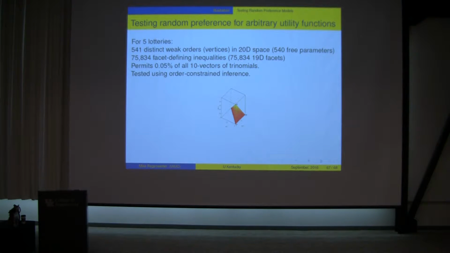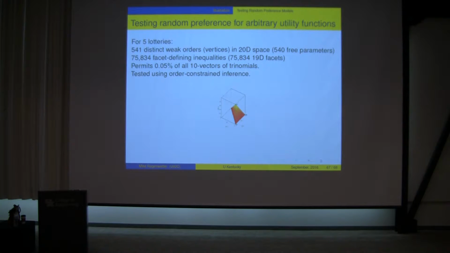So the paper we wrote has a 2,000-page online supplement with 75,000 linear inequalities with all the constraints of the model. And it's a very, very small thing, if that makes sense, in 20-dimensional space. We're dealing with trinomial probabilities. If you take all vectors of trinomials that are imaginable, only 0.05% of them lie in the polytope. So it's a very, very restrictive model. Certainly for the social sciences, a very restrictive model.